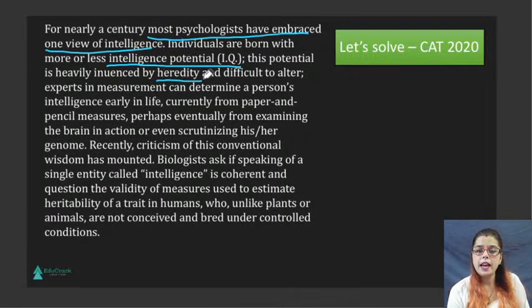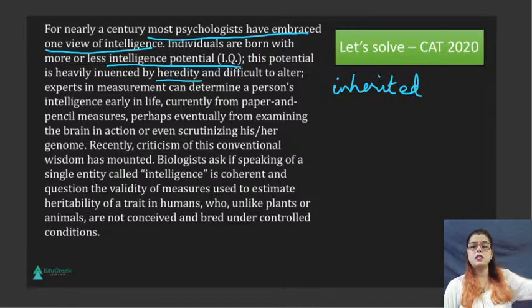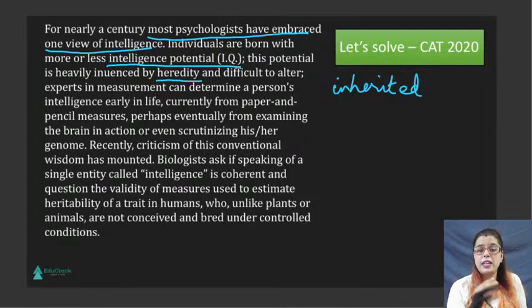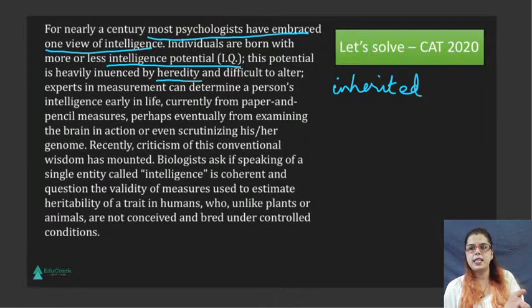What do we mean by heredity? Heredity is something which is inherited. What is inherited? It is passed down from the previous generation to the next generation. So the potential, that is the intelligence or the intelligence quotient, is heavily influenced by heredity, and it is difficult to alter. So if somebody is very intelligent genetically, then it is difficult to change that. And similarly, if somebody is not very intelligent genetically, then again it is not very easy to change that.